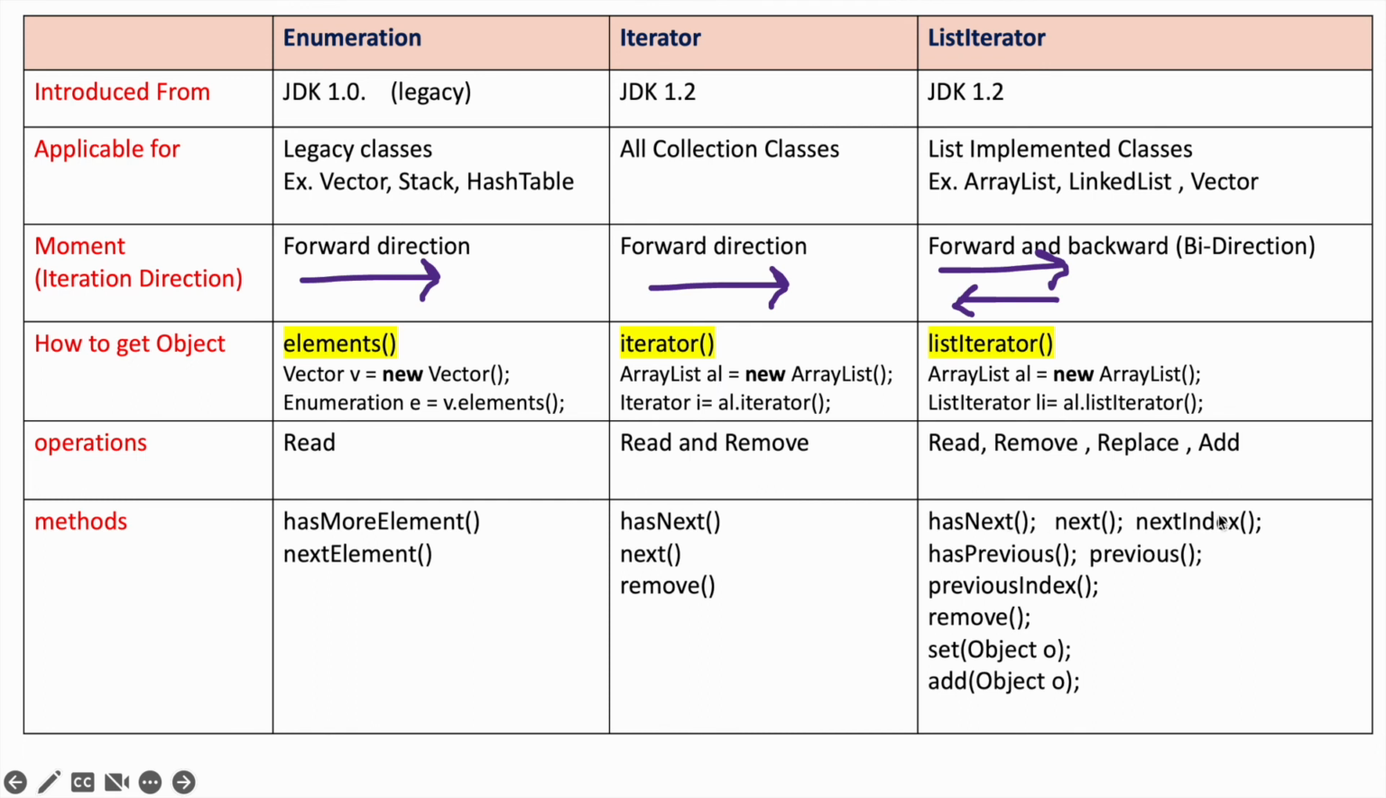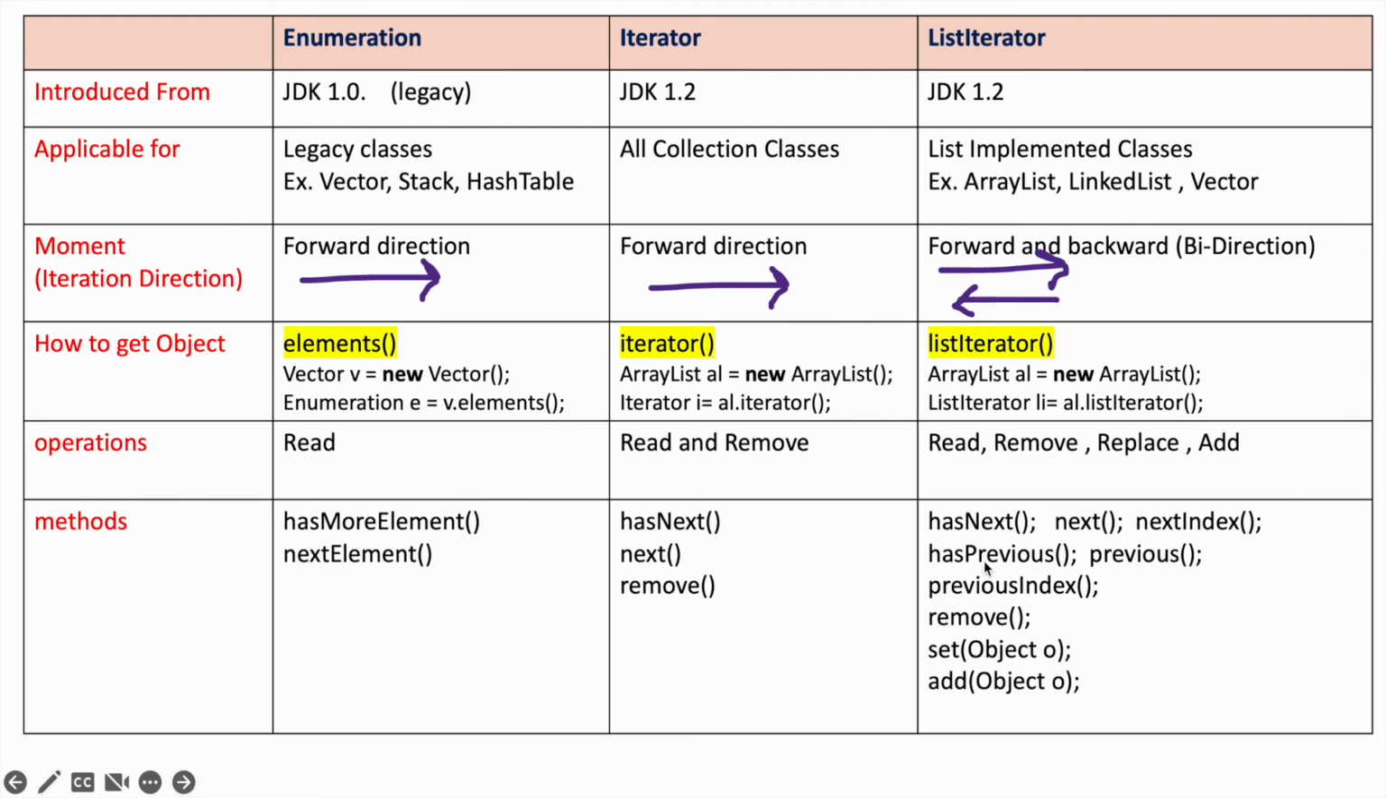By using these methods, we can iterate in the forward direction. hasPrevious and previousIndex, along with previous, are the three methods by which we can iterate in the backward direction. By using the remove method, we can remove the object. By using the set method, we can replace the current object, and by using the add method, we can add elements or objects to the list.